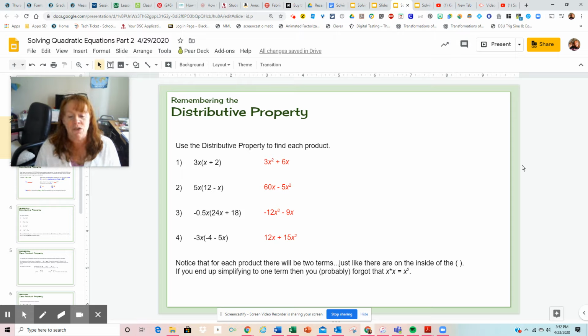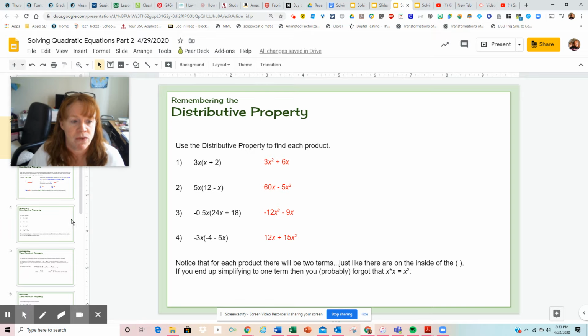What you do want to notice, though, is that in all of my answers, I've only got two terms. There's nothing else I can combine, because x and x squared are not like terms. If I've got two terms inside my parentheses that I can't simplify, then I better have two terms without parentheses that I can't simplify. If you end up with two x terms here, then you probably forgot that 5x times x is 5x squared and you just left it as 5x. So please, please, please double check what's going on there.